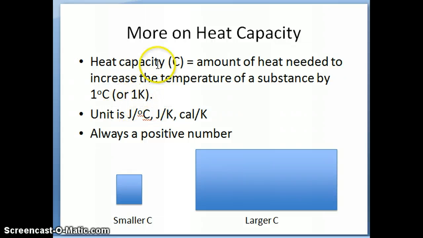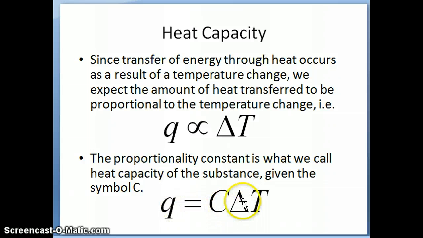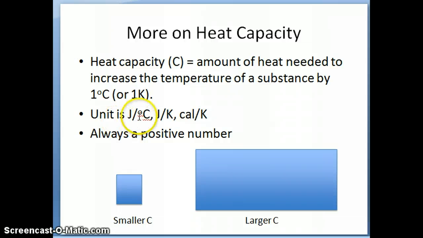Now, as a result of this definition, which comes from this equation right here, C is equal to Q over delta T, the units that we have for heat capacity would be joules, a unit of energy, divided by degree Celsius, or joules over Kelvin. Calories over Kelvin is another common unit you'll see a lot in older textbooks. Calories over degree Celsius is another common unit, okay?